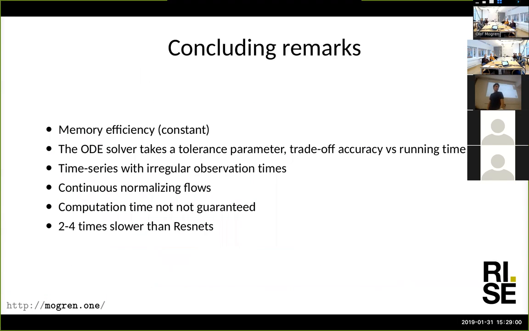So, concluding remarks. This is a memory efficient approach because we don't need all the parameters. The parameters don't scale with the number of layers. There is not really the notion of layer here. We have the function f that finds the vector field. It has parameters. They show that they can use fewer parameters here than you do in a ResNet. With the tolerance parameter of the ODE solver, you can trade off accuracy versus running time.